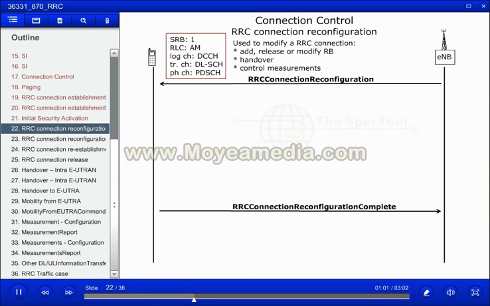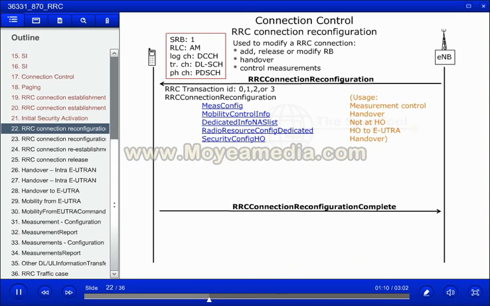The content of the message will depend on how the RRC connection shall be modified. It will always include an RRC transaction identity. If modification relates to measurement control, the information element meas_config will be included. If sent for handover purposes, the information element mobility control info is always included.